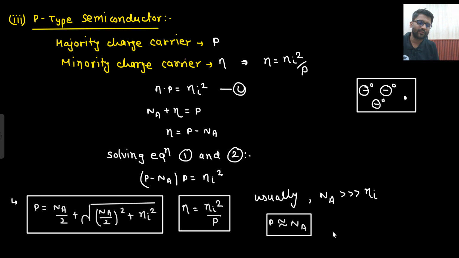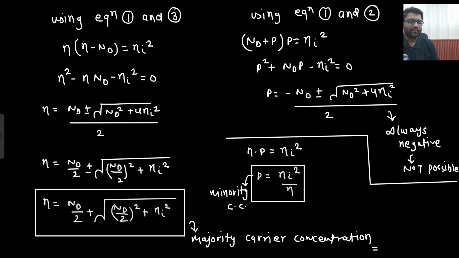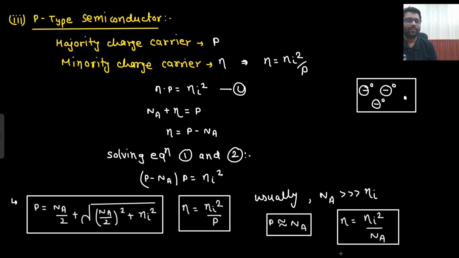So P will be roughly equal to Na and N is roughly equal to Ni square by Na. Always for finding the minority charge carrier concentration, you will use the mass action law, not any other equation. You are remembering the formula only for the majority charge carrier concentration. That is, for electrons it is Nd by 2 plus under root Nd by 2 whole square plus Ni square.